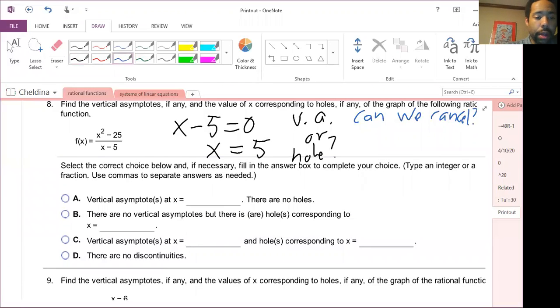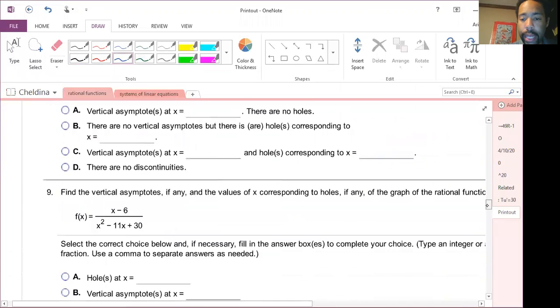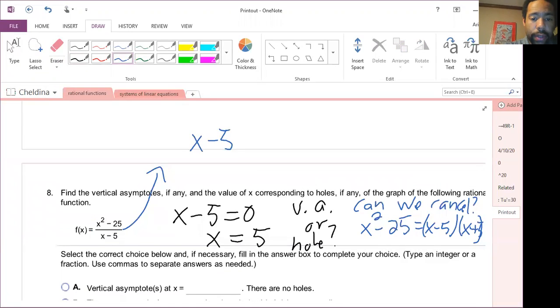And so we go look at the numerator and we see x squared minus 25, and we say, oh, well, x squared minus 25 is actually equal to x minus 5 times x plus 5. And so we can cancel this. Let's bring it back down. So we can cancel this, right? So it goes like this. This is actually equal to, I'll bring it up here, x minus 5 times x plus 5 all over x minus 5.